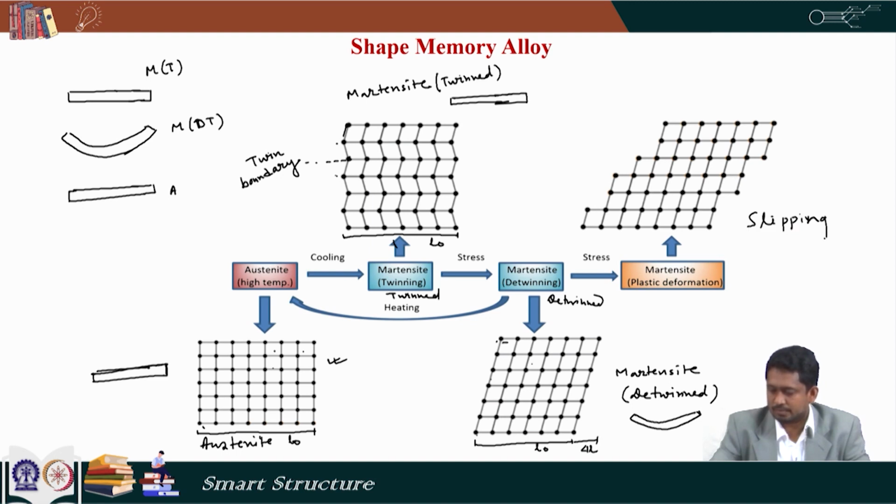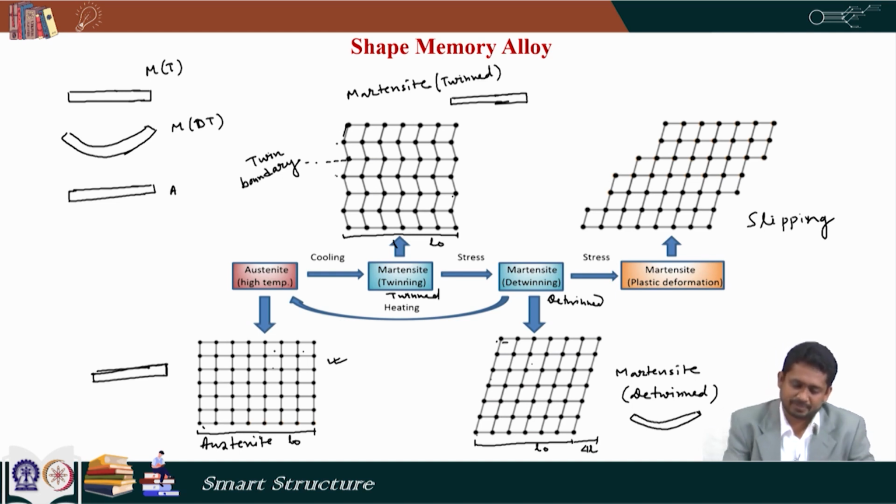For slipping to happen, we need even higher stress, but once it has slipped, this cannot be recovered. So, it is a permanent deformation. So, this is all about the shape memory effect. It explains how the material remembers its memory, or what it means when we say that the material remembers its memory, what the different phases are, how to activate, and how to go from one phase to another phase.